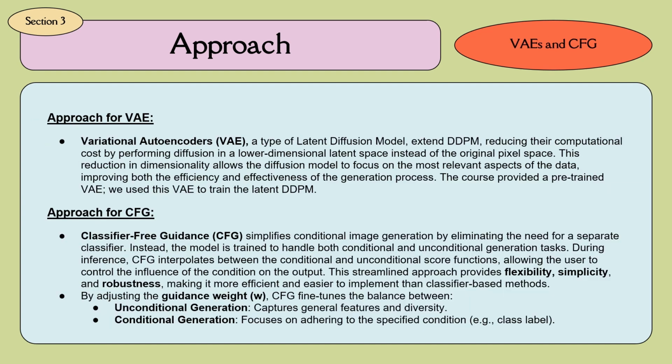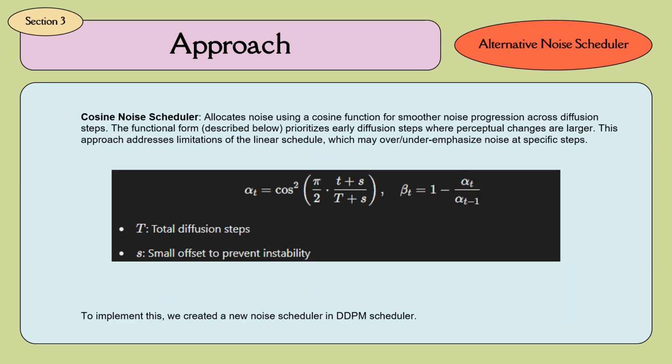For VAE, in the next step, we look at VAEs and CFGs. For VAEs, we already have a pre-trained model provided in the assignment, and so we use this VAE to train the latent DDPM. For CFG, this simplifies conditional image generation by eliminating the need for a separate classifier. Instead, the model is trained to handle both conditional and unconditional generation tasks. We adjust this guidance weight W. Lastly, for the cosine noise scheduler, we follow this process here and replace the noise scheduler where it's ordinarily linear.